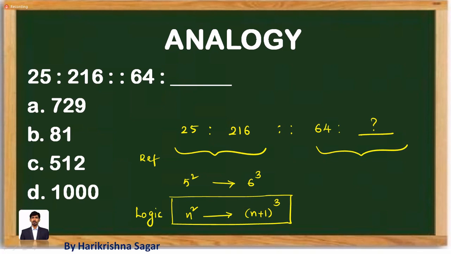The same logic we have to apply in order to get the required quantity. What is 64 basically? 8 square. 8 square will become 8 plus 1, 9 cube. That is nothing but 729, which is available as option A. You can mark it as the answer choice.